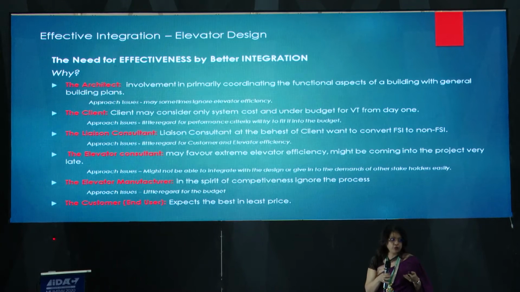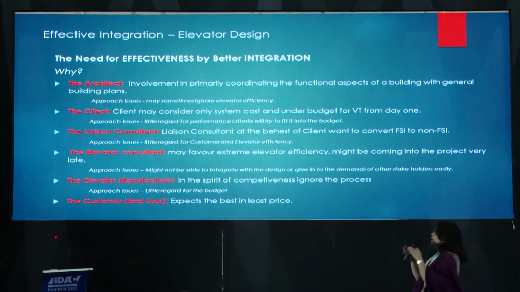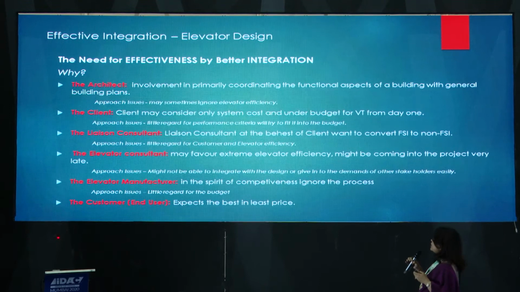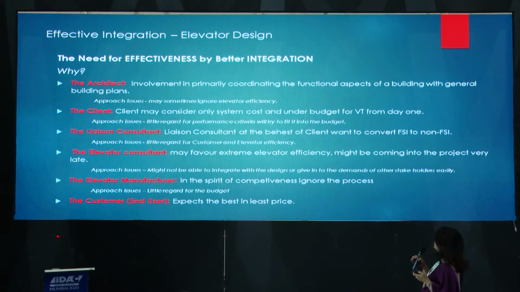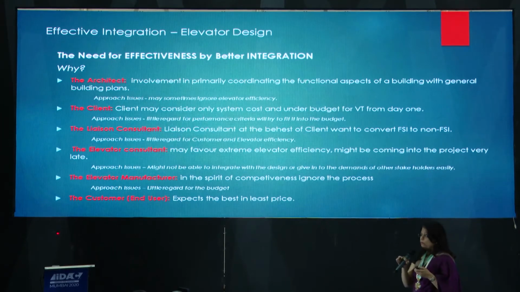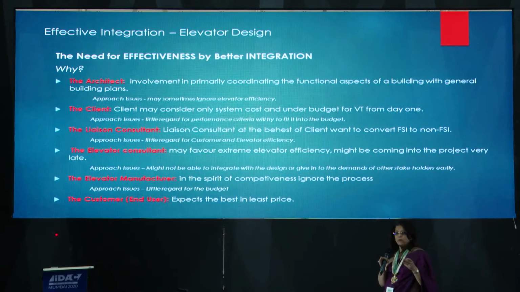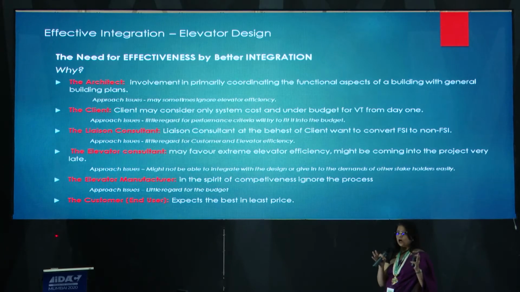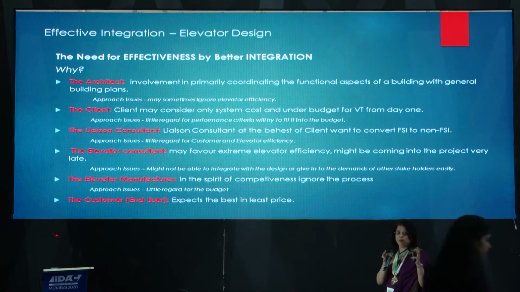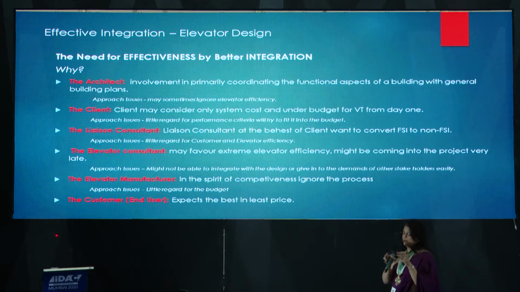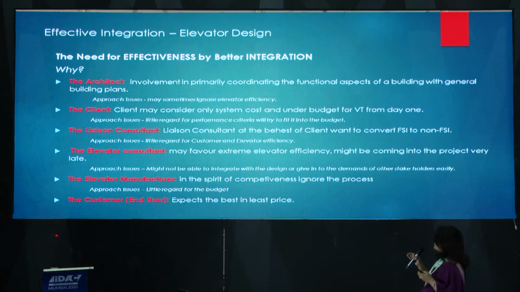The client on the other side is always pressurizing the architect to get higher and better building ratios. The client may consider only system cost and underbudget for VT from day one. Because he hasn't done his due diligence, the estimation team would have just had some thought and put in a block budget without figuring out exactly what the building requires. And then it's all an open and shut case. Once your budget is closed, you've already budgeted that much for the elevators, and this has little regard for performance criteria, and they will try to fit it into their budgets.